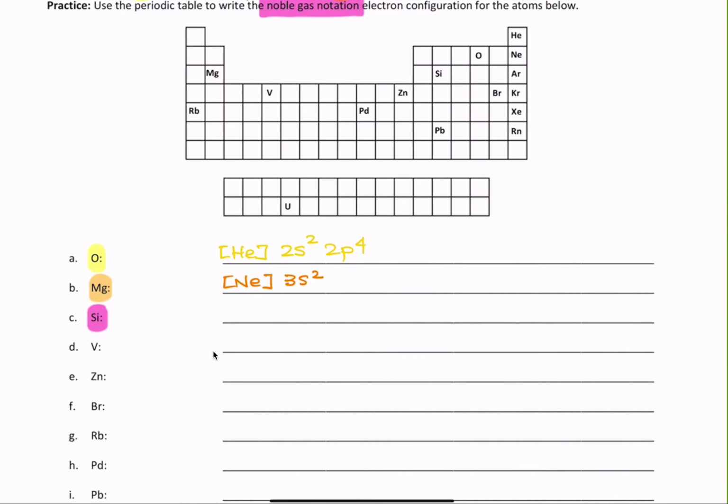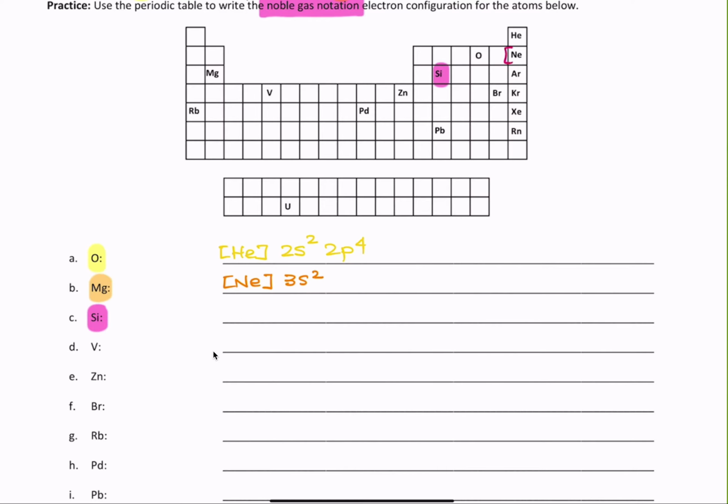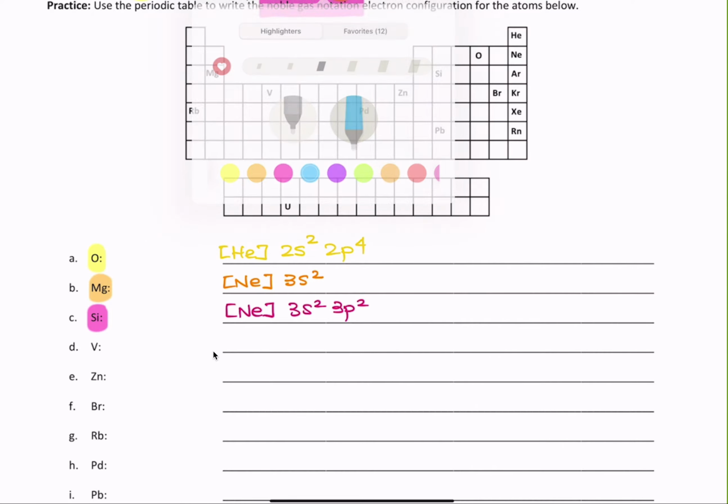Let's keep going. We want to do silicon now. Silicon is right here. The line before the noble gas is neon. To reach silicon, I have to cross the 3s 2 times and the 3p 2 times. 3s2, 3p2.